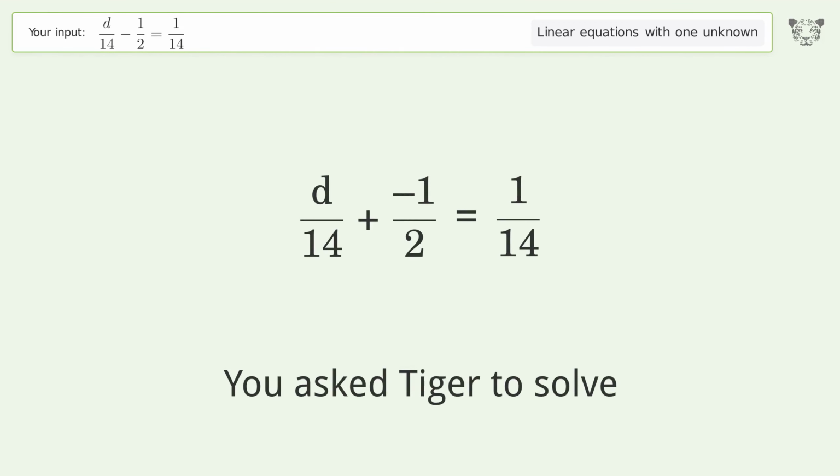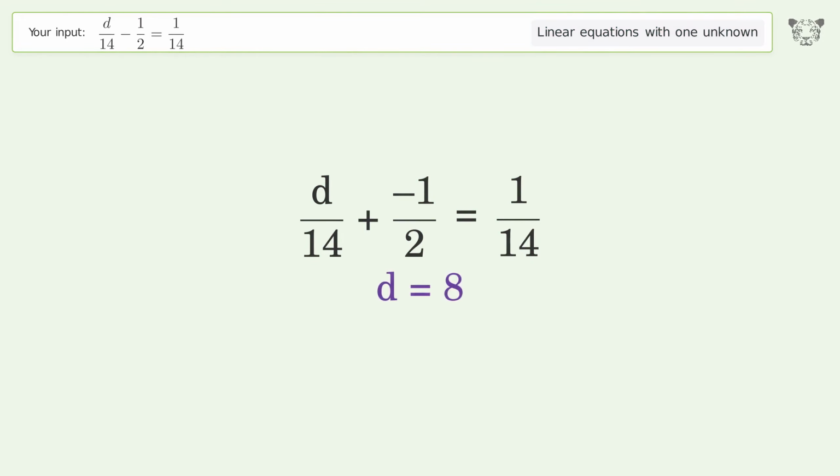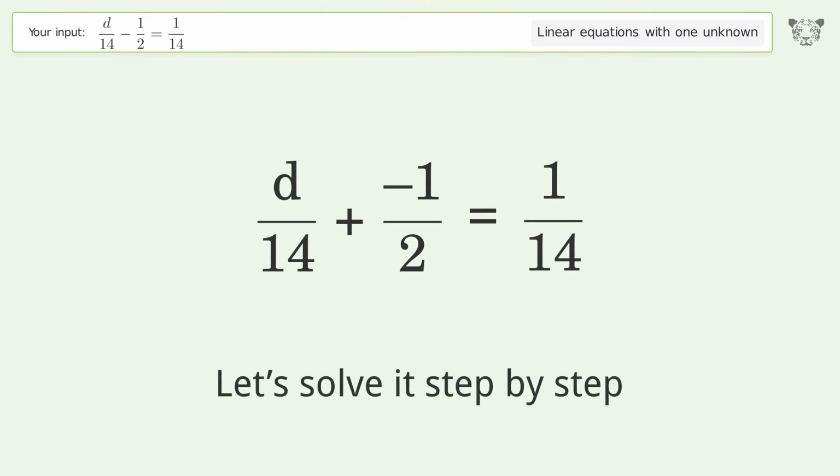You ask Tiger to solve. This deals with linear equations with one unknown. The final result is d equals 8. Let's solve it step by step.